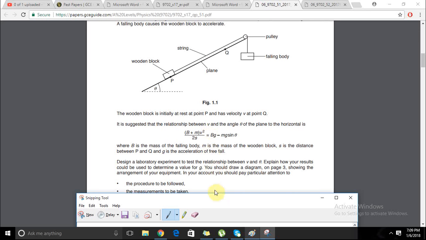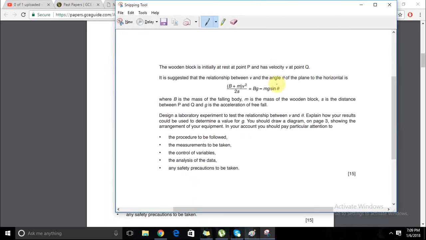Again, we have B and M over here, and then sine theta. These are the things you are supposed to be investigating. Okay.